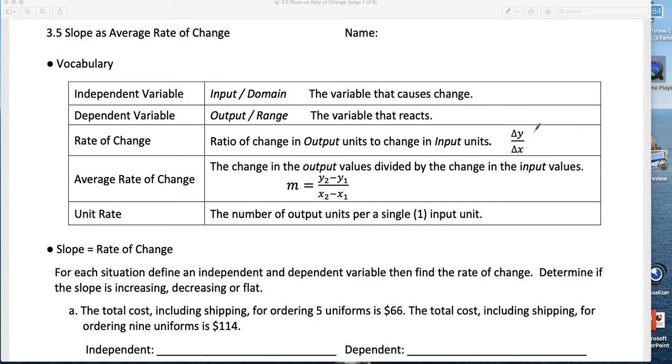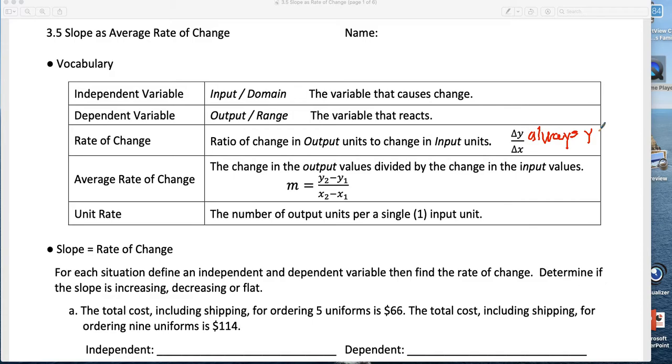Okay, it is always y on top. And that is actually the most important part to remember. Whenever we write this, you've got to remember to put the y's on top.